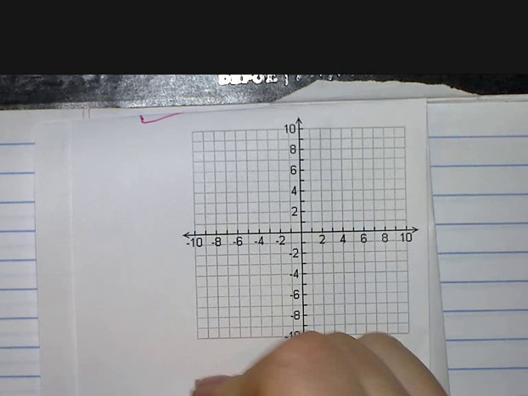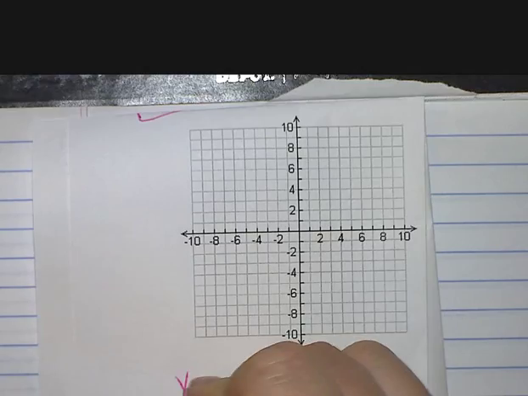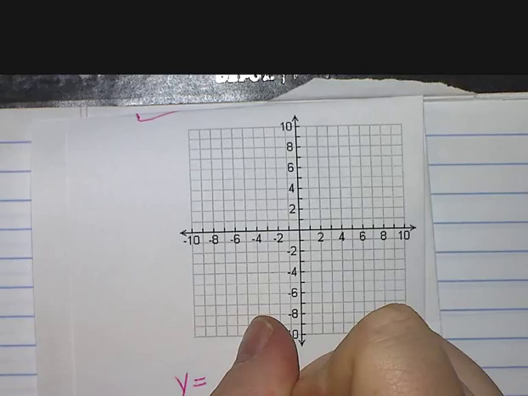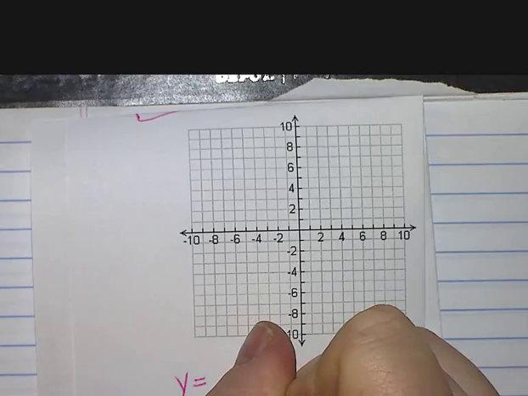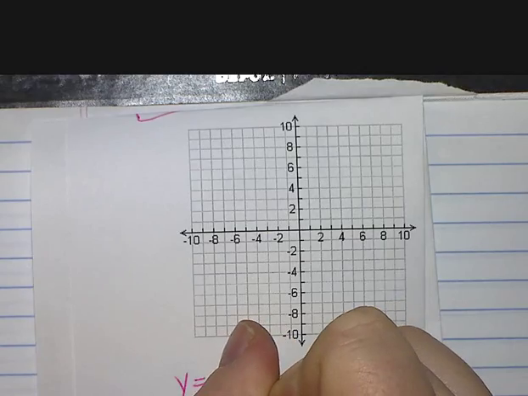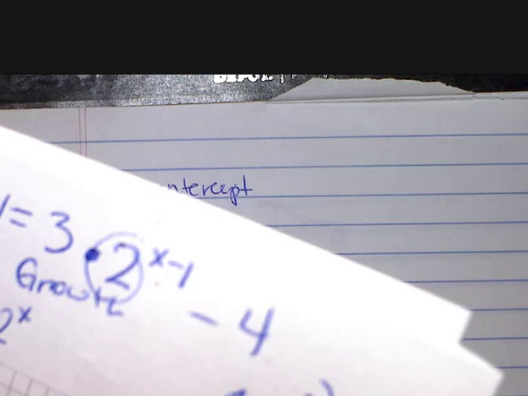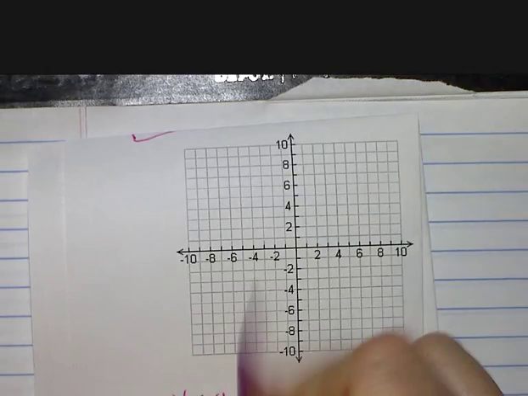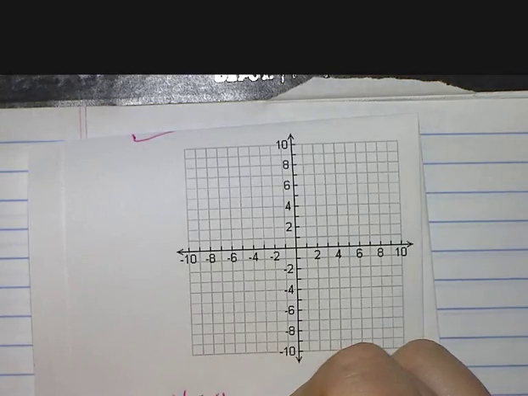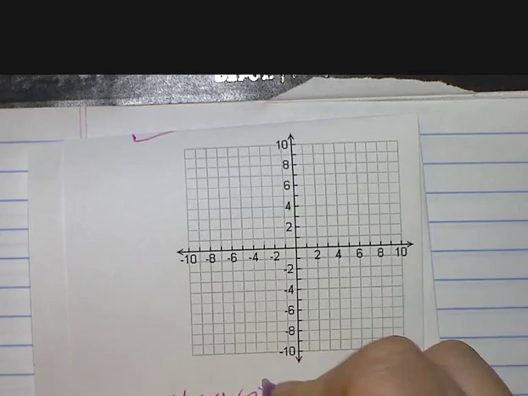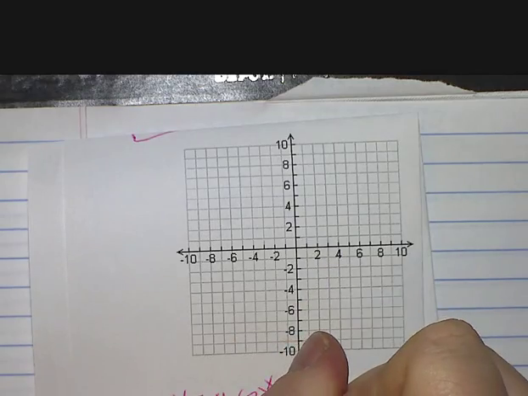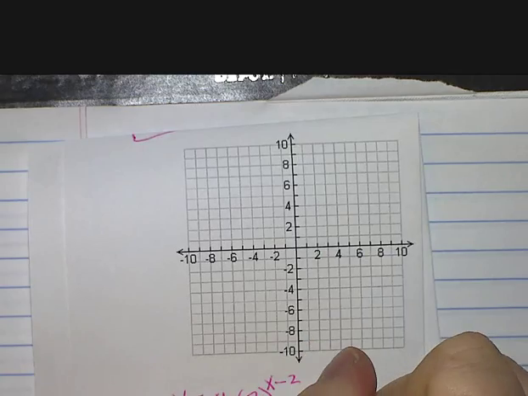Y equals... I've got to look at my last one really quick. Give me a second. Equals 4. 2x minus 2 minus 6. Okay.